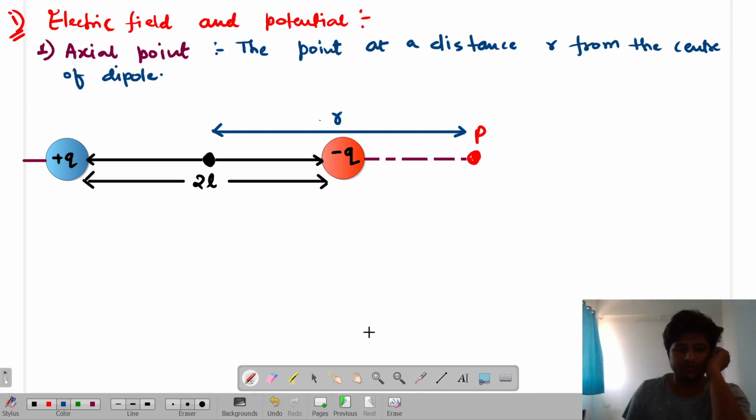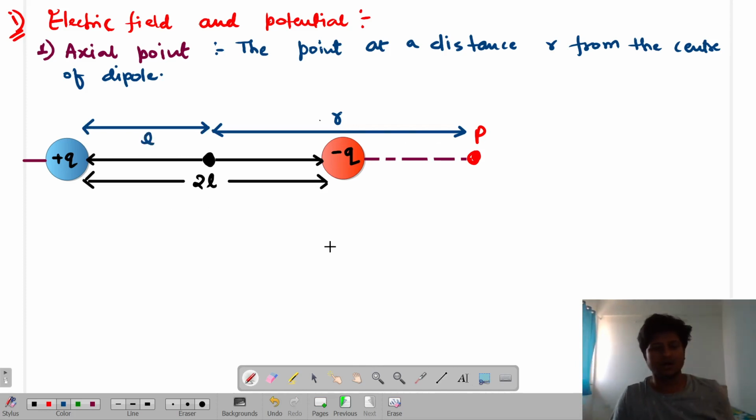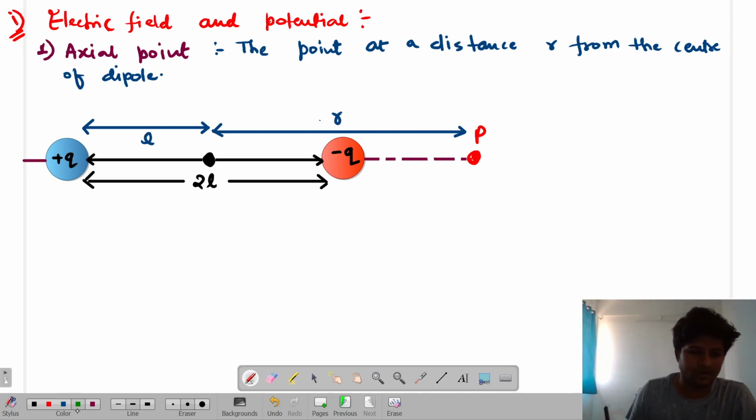So it is at r distance away from the center of the dipole. From plus q it will be L plus R, isn't it? And from minus q it will be R minus L. Are you able to get me or not? Now look over here. The electric field due to plus q will be in this direction. Due to minus q the electric field will be in this direction, isn't it? This is the electric field due to plus q and this is my electric field due to minus q.